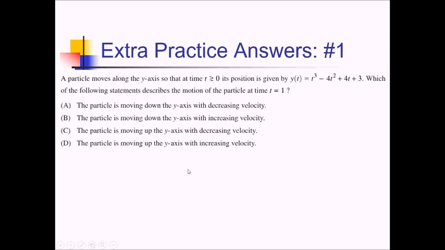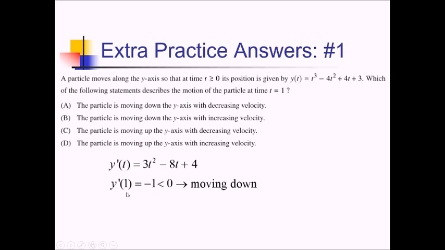All right, so let's start with y prime. We're going to need to know that one. So the first derivative is going to be 3t squared minus 8t plus 4. And we want to figure out what y prime, which is really just velocity, is doing at time 1. So plugging 1 into all of this, we've got 3 minus 8 is negative 5, plus 4 is negative 1. So we end up with negative 1. Now this is a negative number, and since the motion is along the y-axis, a negative number means we are moving down.